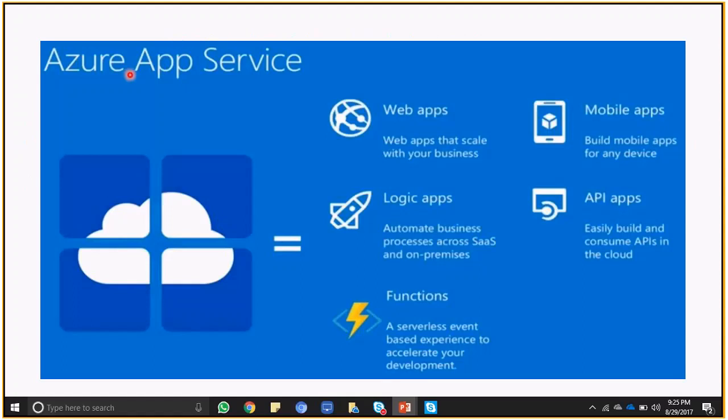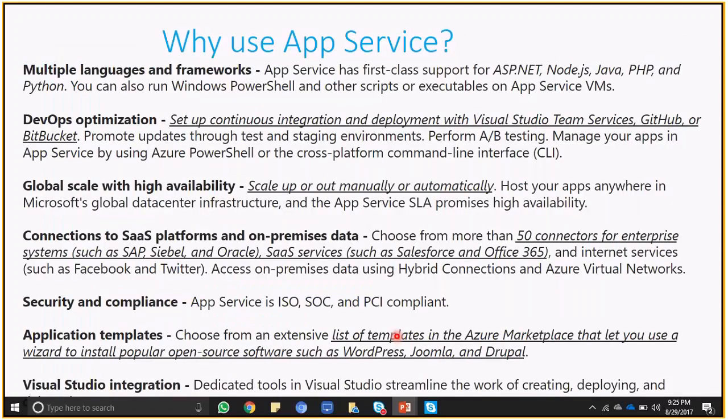So under the Azure App Service, we have these particular services which are available: web apps, mobile apps, logic apps, API apps, and functions. And why we use app services, these are the particular features you can define. If anyone asks you why you have opted for app service, why have you not opted for Azure website or Azure cloud service or any other services which you already have on Azure? Why are you opting for a new service given by Azure?